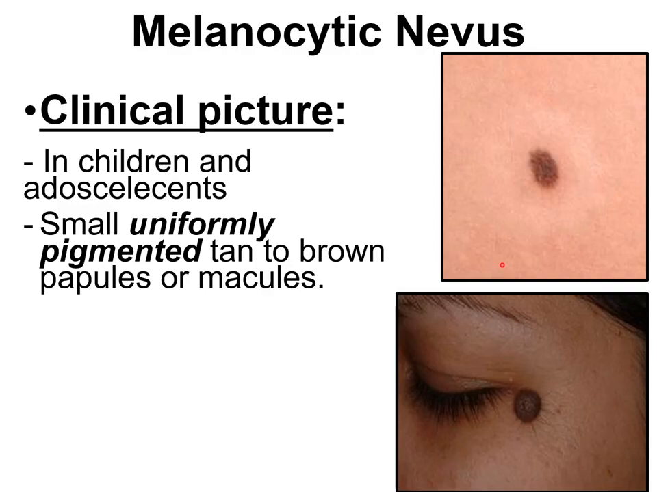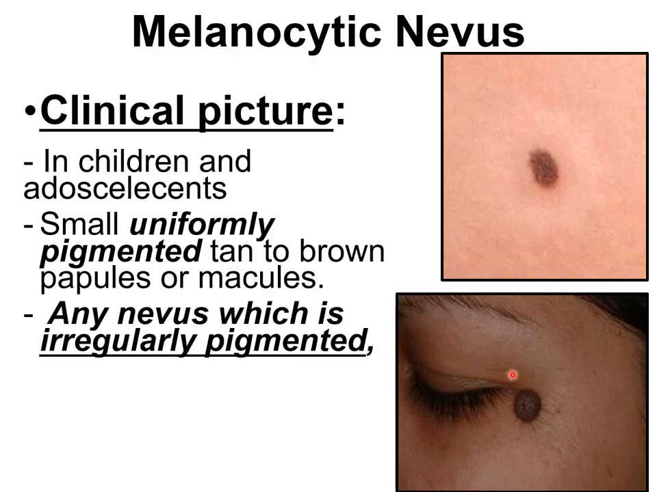In contrast to melanoma, which we discuss later, as being characterized by variation in the color. The melanoma, the malignant counterpart of nevus, is characterized by having variation in the pigmentation. But the melanocytic nevus is characterized by uniform pigmentation. All the lesions have the same color, not variation in the color. The nevus is benign.